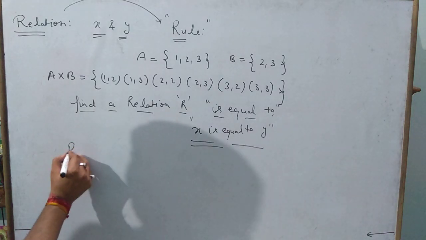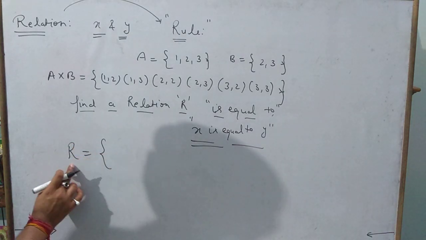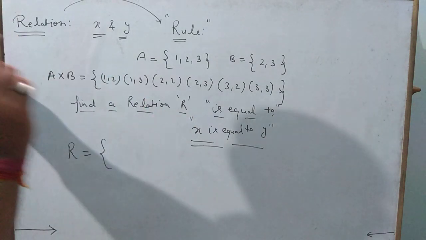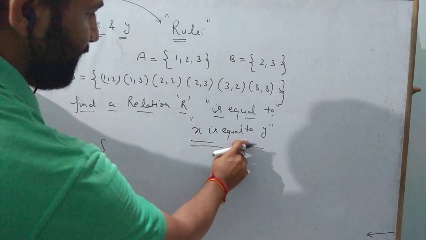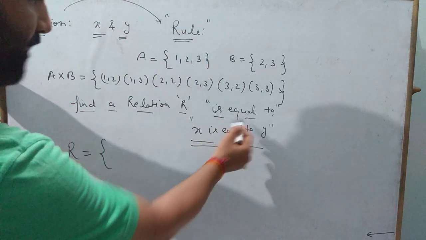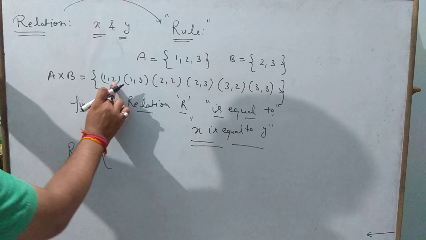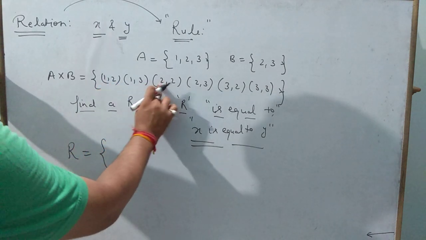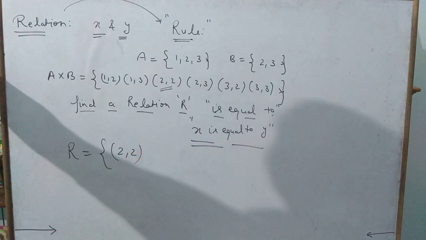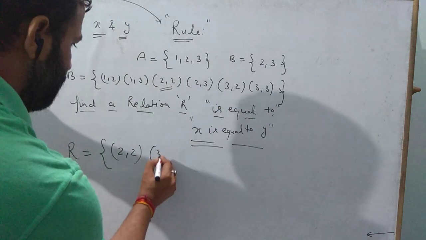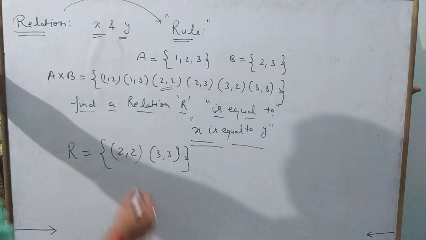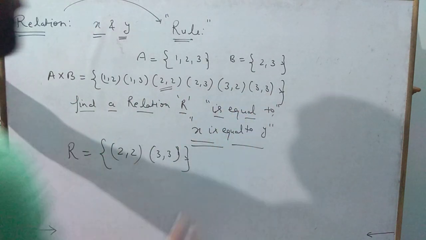So here R is representing a relation. Now we are finding the ordered pairs which satisfy this condition, this rule. That is why relation is known as a rule in mathematics. In this case, 1 is equal to 2, no; 1 is equal to 3, no; 2 is equal to 2, yes. Only 2 comma 2 and then 3 comma 3 satisfy this rule. There are so many ordered pairs, but only these two pairs will satisfy this relation.